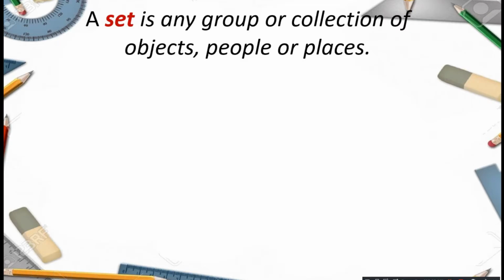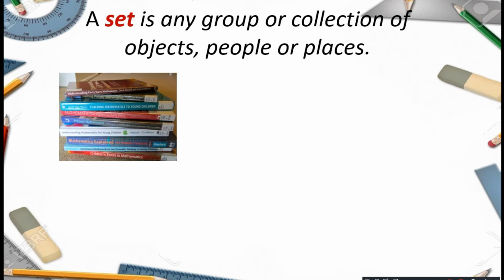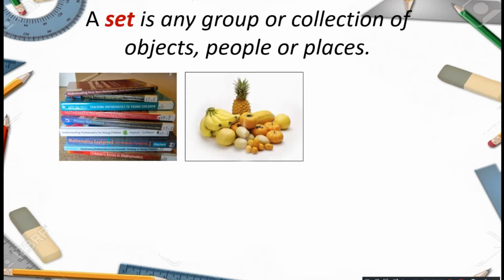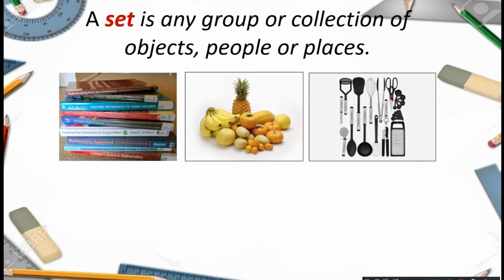A set is any group or collection of objects, people, or places. Examples of sets are the following. We have a set of books, a set of fruits, and a set of kitchen utensils.